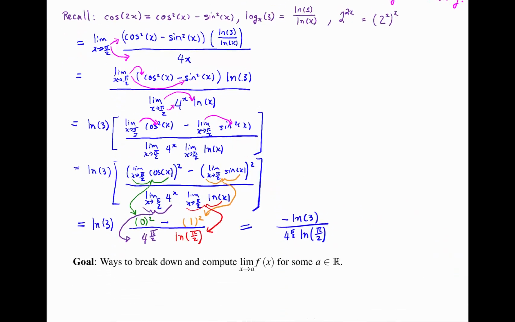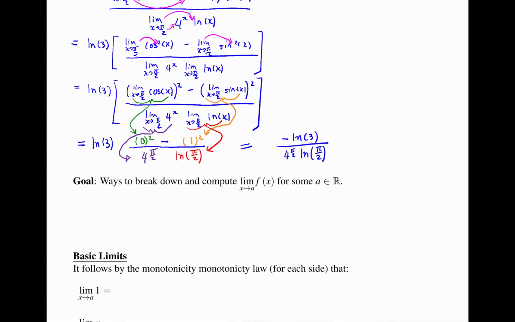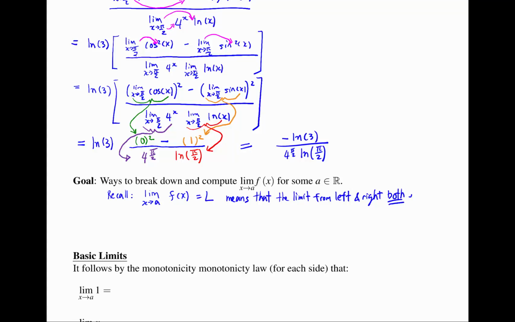Let's start. Our initial goal is to find ways to break down limits into computable pieces and then recombine them in order that we can come up with more complicated limits. And the first thing to do is to recall, what does a limit mean? So the limit as x goes to a of f of x being equal to L means that the limit from the left and the limit from the right both exist.